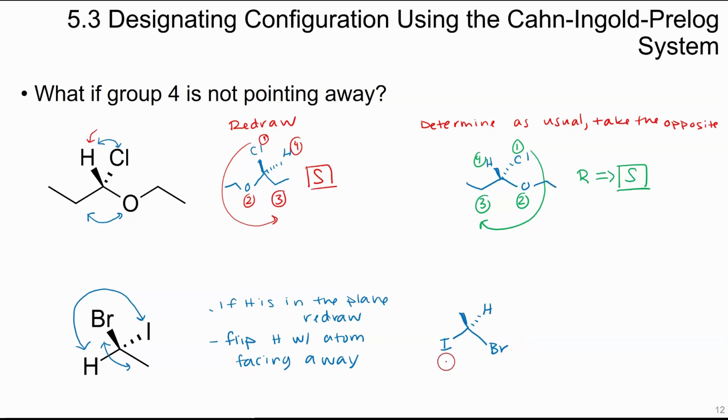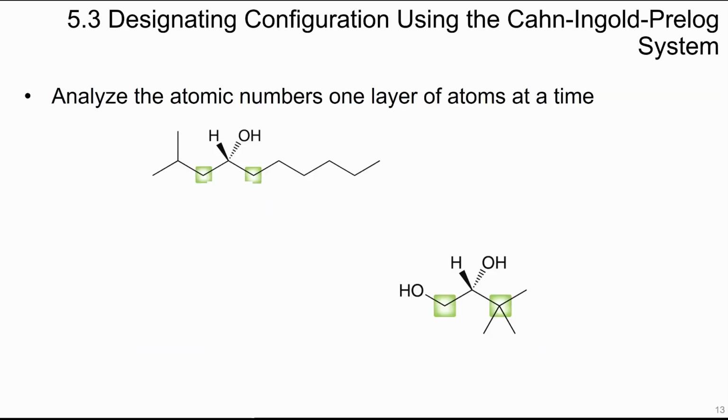4 is where it should be. So iodine is 1, 2, this is 3. So we have counterclockwise, which is S. So when you need to figure out the stereochemistry, sometimes you have to analyze the numbers one layer at a time.